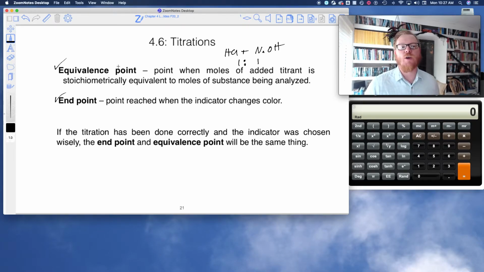So the equivalence point and the end point aren't always necessarily the same thing. But if you've designed your experiment correctly, they will happen at a very, very similar point, okay? So if the titration has been done correctly and the indicator was chosen wisely, the endpoint and the equivalence point will be the same thing, okay?